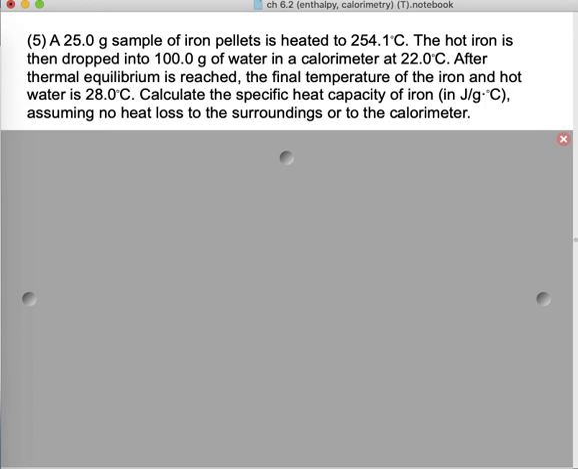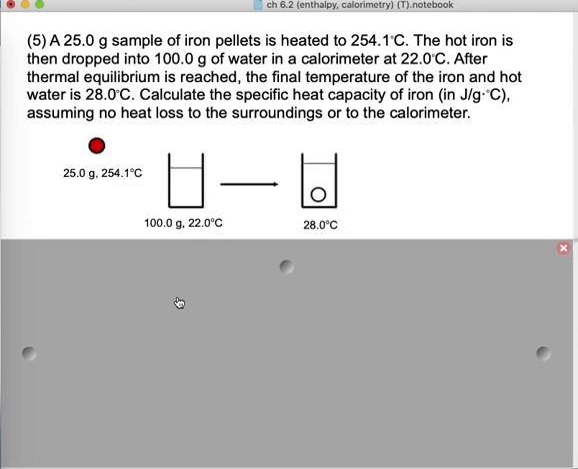After thermal equilibrium is reached, the final temperature of the iron and hot water is 28.0 degrees Celsius. Calculate the heat capacity of iron, assuming no heat loss to the surroundings of the calorimeter. So here's a little picture. I've got my calorimeter with 100 grams of cool water in it, and I've got my 25 grams of hot iron. I will drop it in there. Heat transfer occurs, thermal equilibrium, everything's at the same temperature.